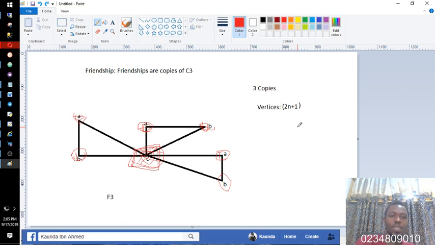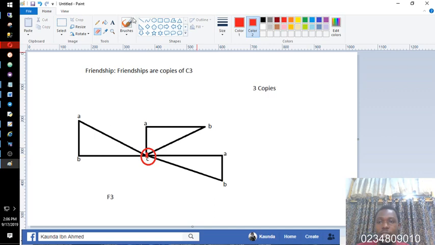Let's go back again. You've seen why we have 2n plus 1 as the number of vertices. Let's do that again. They are copies of C3, and C3 has 3 vertices. But when they join, they all throw away one of their vertices, and they land on one common vertex, this one. So aside from the middle point, all the other copies of the C3 have 2 vertices.